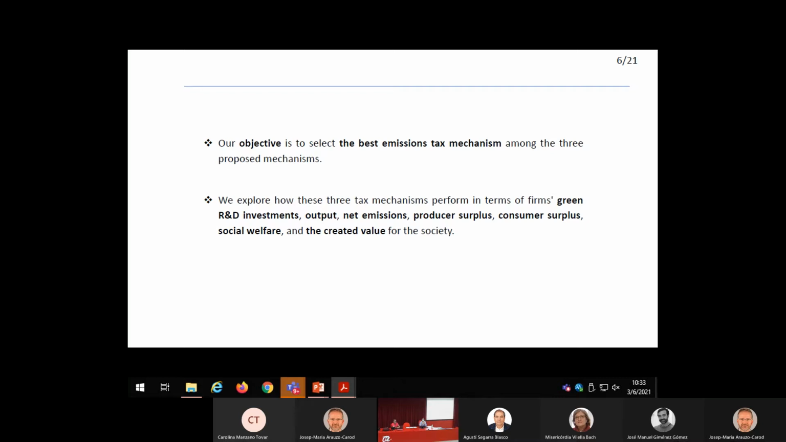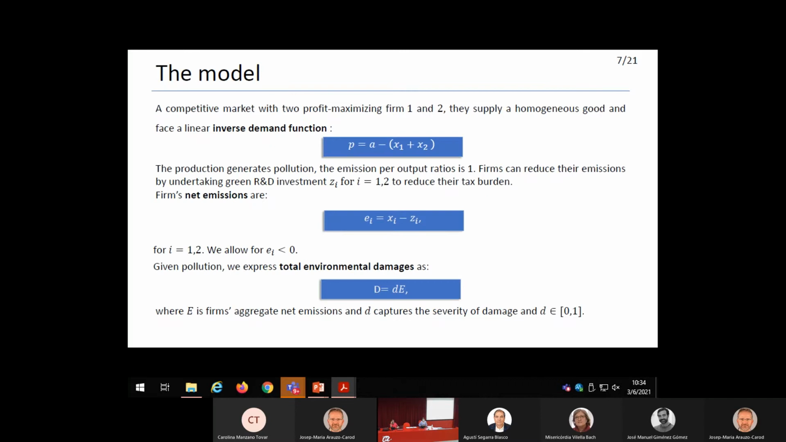We also want to explore how these three emission tax mechanisms perform in terms of firms' green R&D investment, firms' output, net emissions, consumer surplus, producer surplus, social welfare, and created value. Then let's have a look at our model. We consider a competitive market with two profit-maximizing firms, 1 and 2, which produce a homogeneous good and face a linear inverse demand function, as shown in this slide.